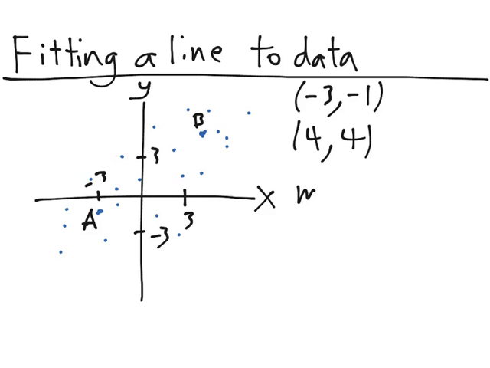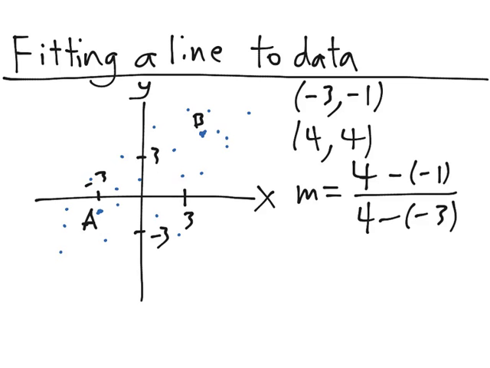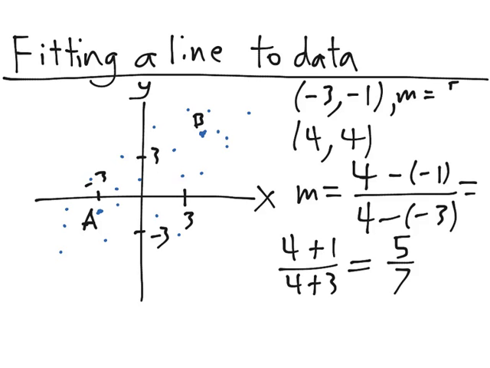The slope is going to be m equals y2 minus y1, so 4 minus -1, divided by x2 minus x1, which is 4 minus -3. Here we're taking -3, -1 to be the first point, and 4, 4 to be the second point. If we evaluate this, we get 4 plus 1 over 4 plus 3, which is equal to 5/7 as our slope.